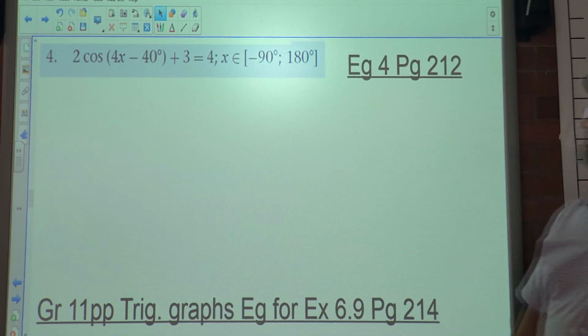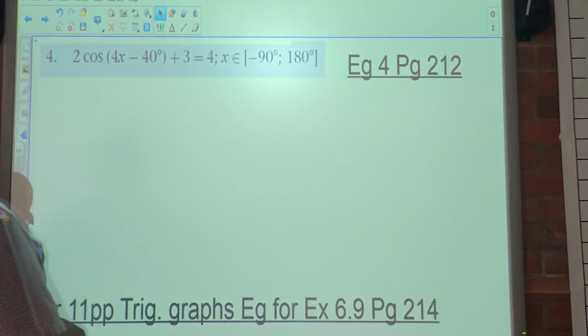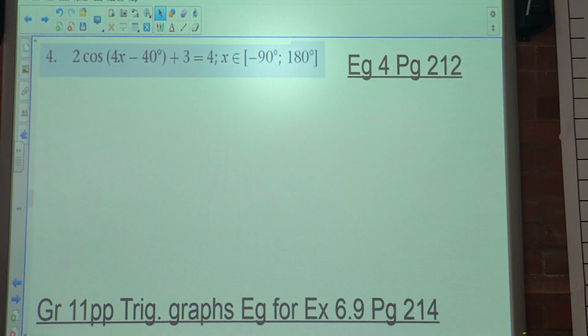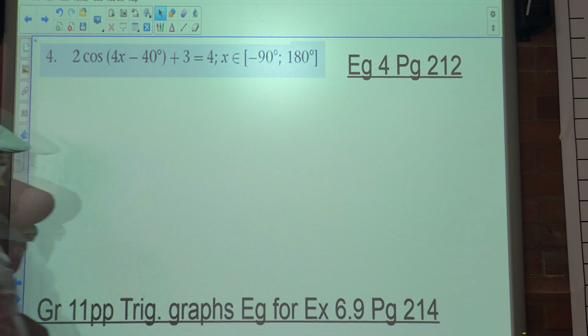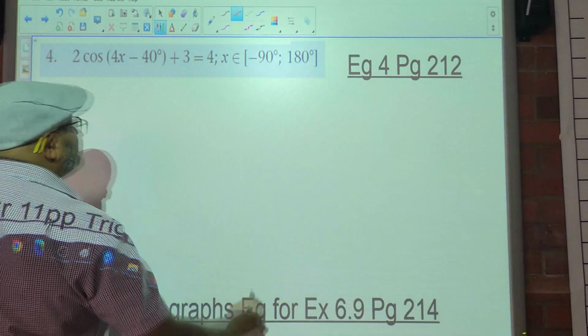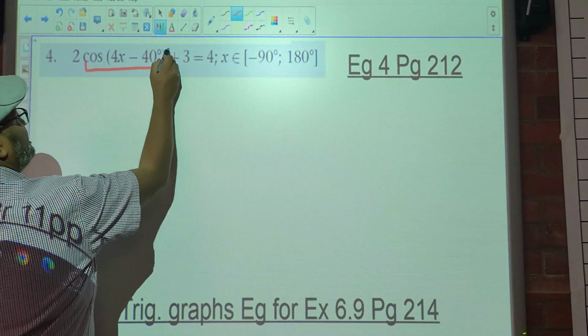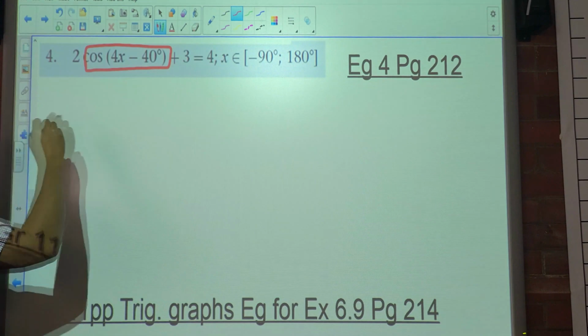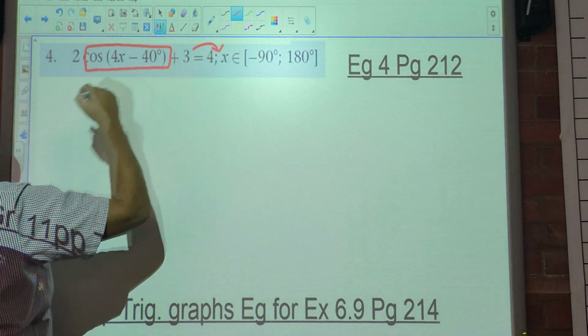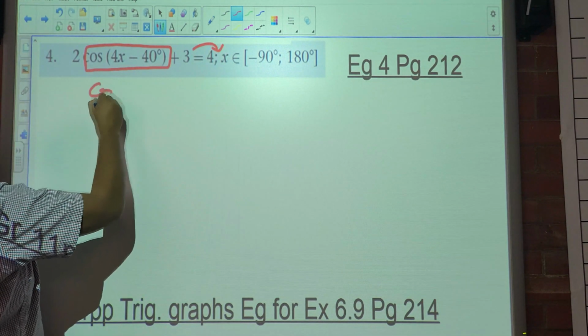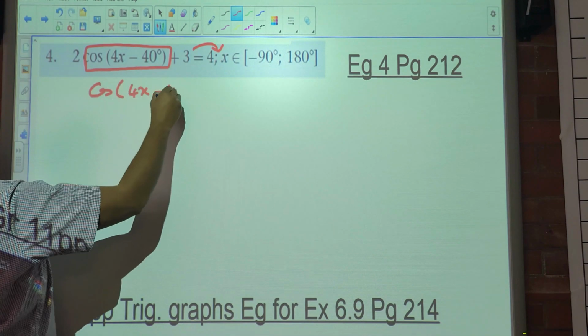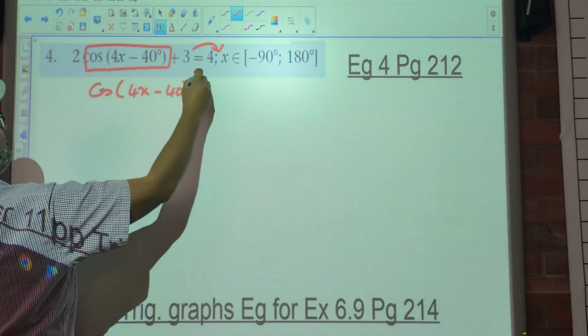Okay. So what we have is 2 cos of (4x minus 40) plus 3 equals 4, where x is an element of negative 90 to 180 degrees. So what we do first is we do the general solution. Our first step is to get cos of the angle on its own. So I take the 3 over, so 4 minus 3 is 1, divided by 2. So cos of (4x minus 40) is equal to a half.